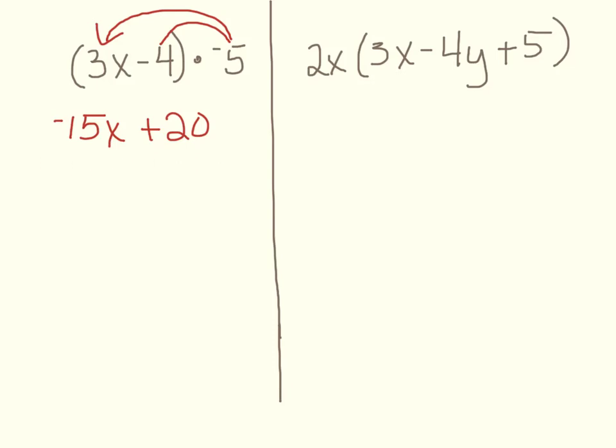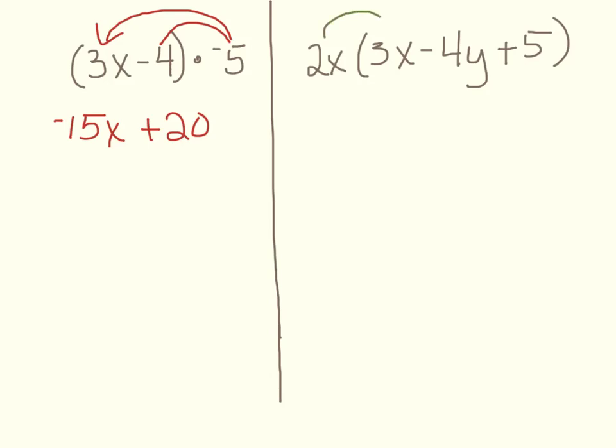The reason why I'm showing you the example on the right is to show you that the set of numbers you're distributing to can be more than 2 numbers or 2 terms in the parentheses or in that set of numbers. In fact, you could have 5 different terms inside the parentheses. So let's go ahead and do this one.